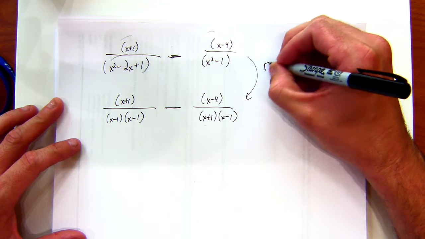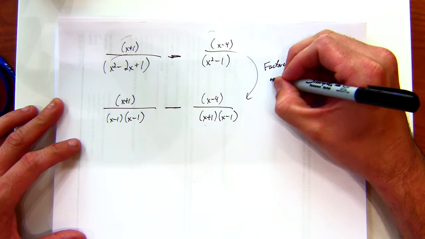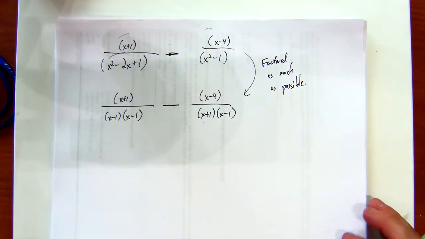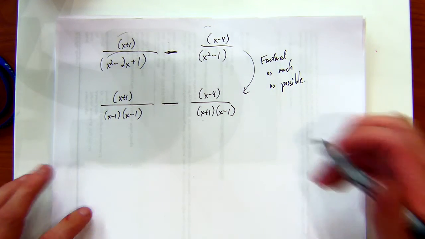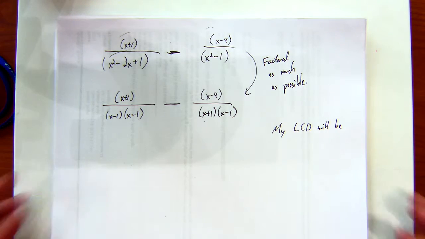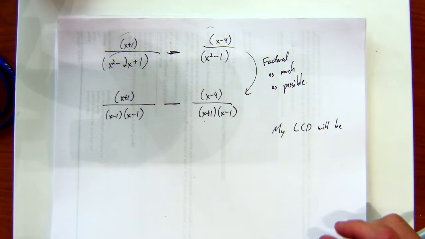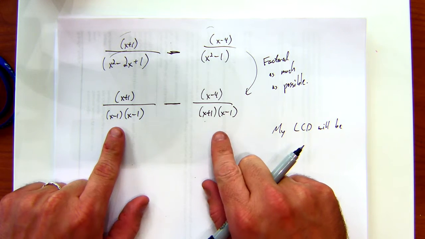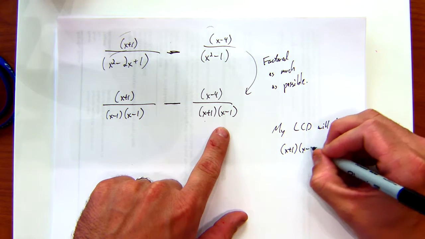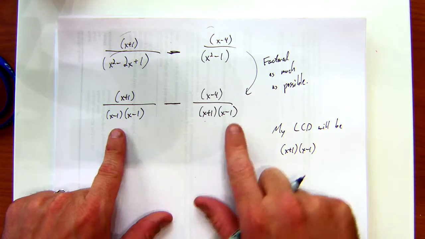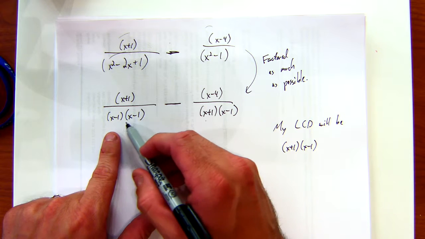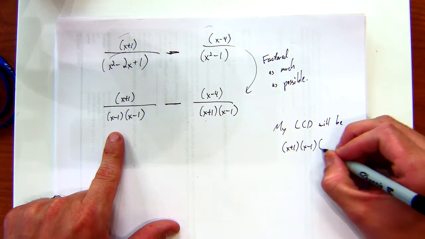So here to here, I just factored as much as possible. Okay. Now I've got to identify my LCD. So what will my lowest common denominator be here? X plus 1 and then an x minus 1, but we need one more. Notice that this denominator has two factors of x minus 1. So I need all two of those x minus 1s in there.